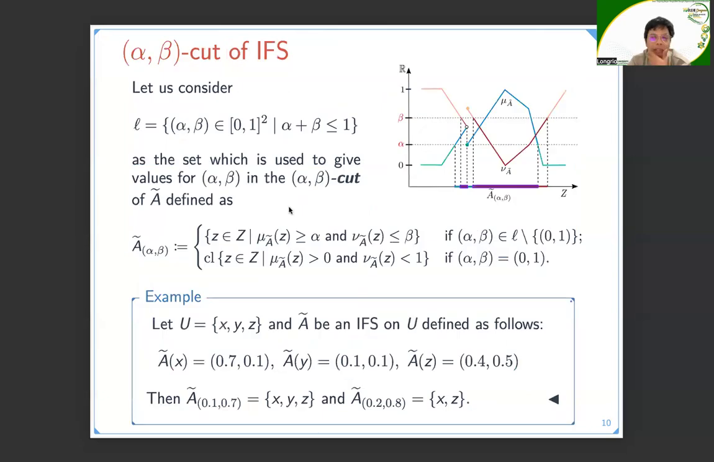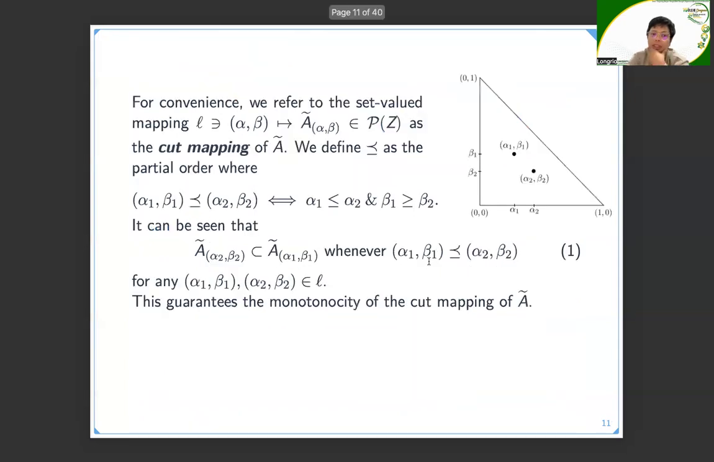The alpha cut of our intuitionistic fuzzy set is defined by this. So, for example, if this is our fuzzy set, then their alpha beta cut is this one. These are now usual sets, a set with 3 elements and a set with 2 elements. For convenience, we refer to the set valued mapping as the cut mapping of this.